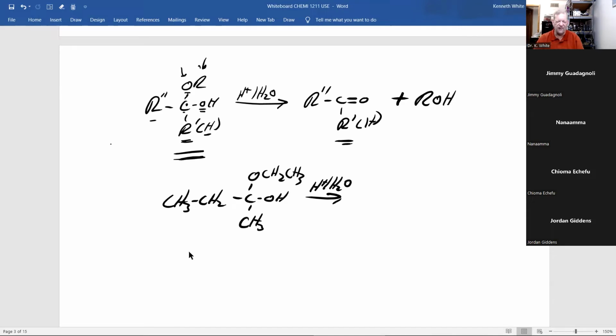And here's one for you to try. On a test, I would have this to tell you they're 2 products. So give the 2 products of this reaction.